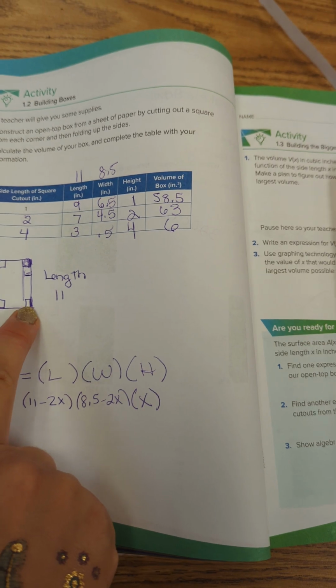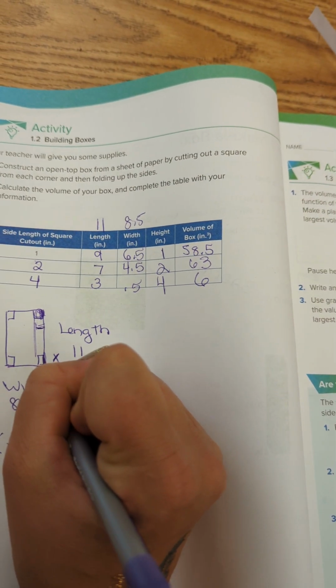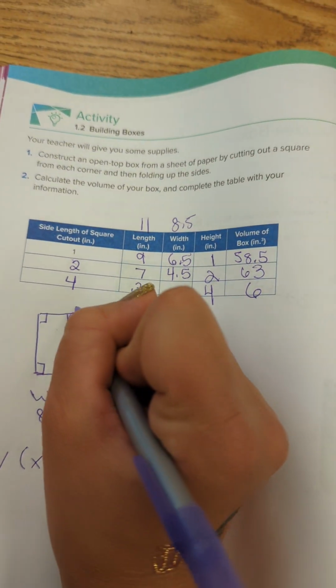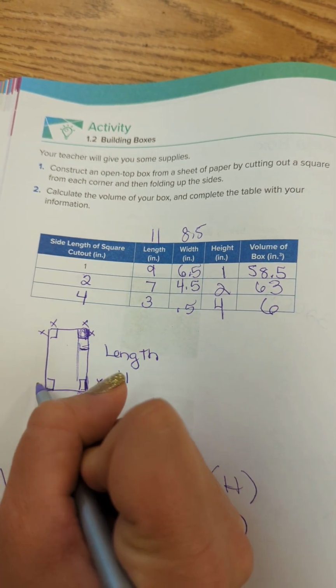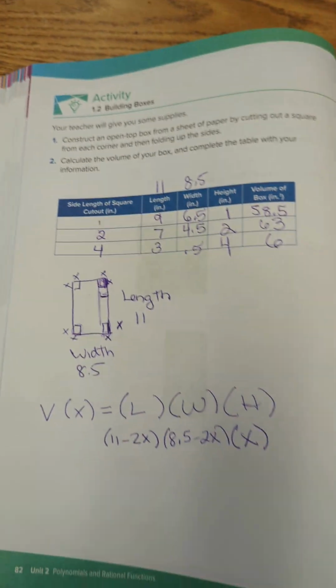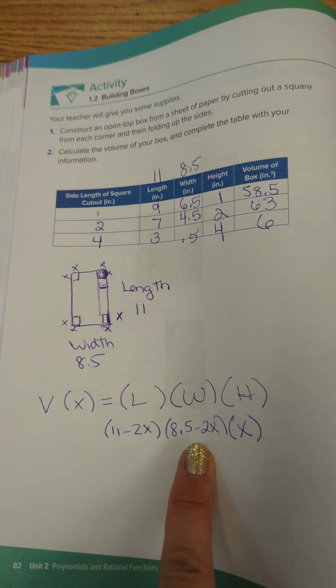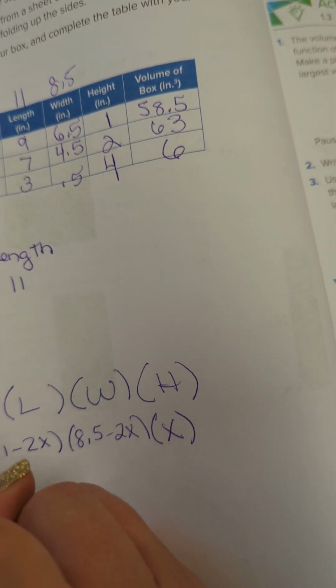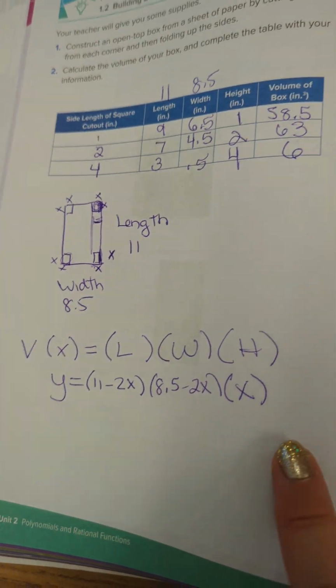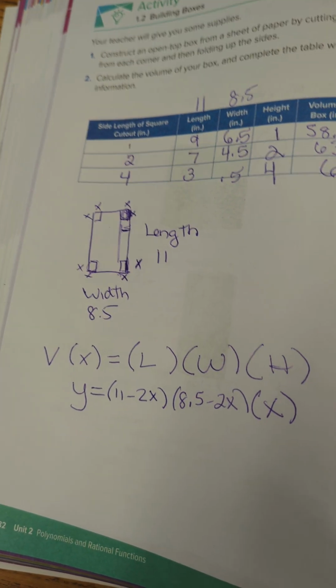That's going to be the length of that corner. So in our diagram, that's really where x is. Each of these lengths of these boxes, x by x, is what we're cutting out. How can we figure out the maximum volume of the box? So we are going to plug this equation into the y equals menu of our calculator.